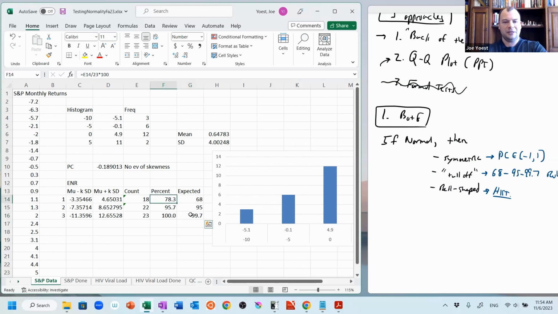So what do we see? We see decent adherence to the empirical normal rule, the general kind of fit, the general tailing off, not having too many outliers.